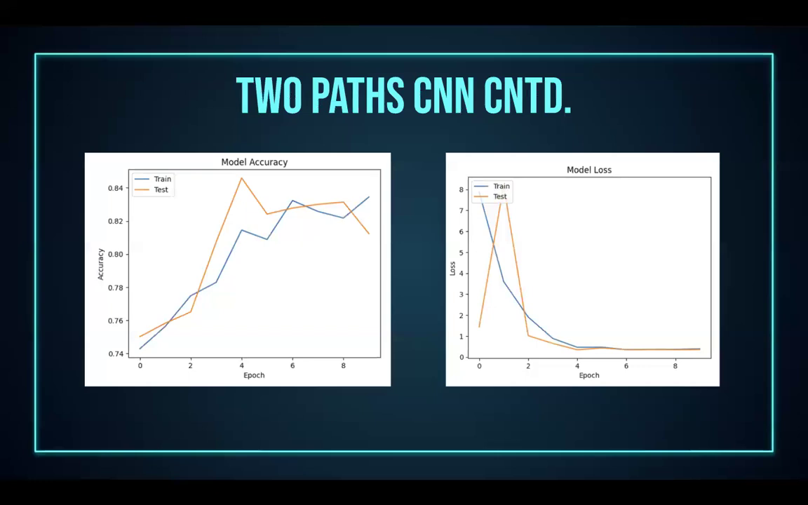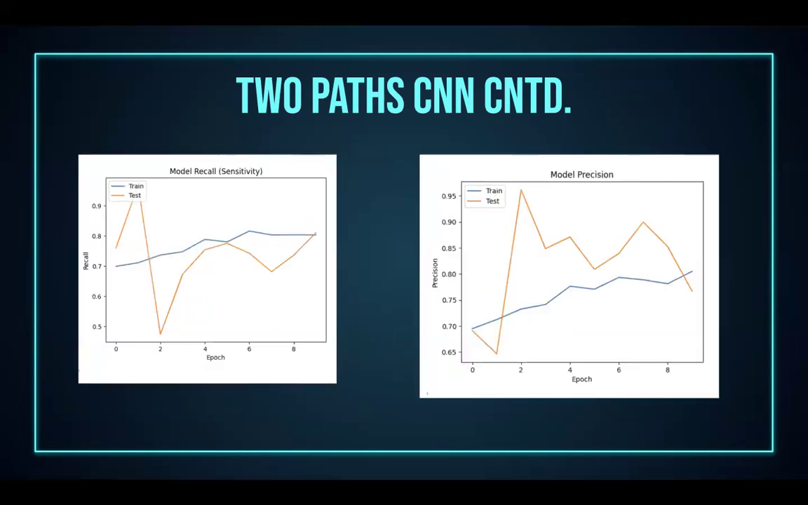These are our results for the two-path CNN, where you can see the accuracy is somewhere around 83%. The model loss approaches 0. The recall is around 80%, and so is the precision.